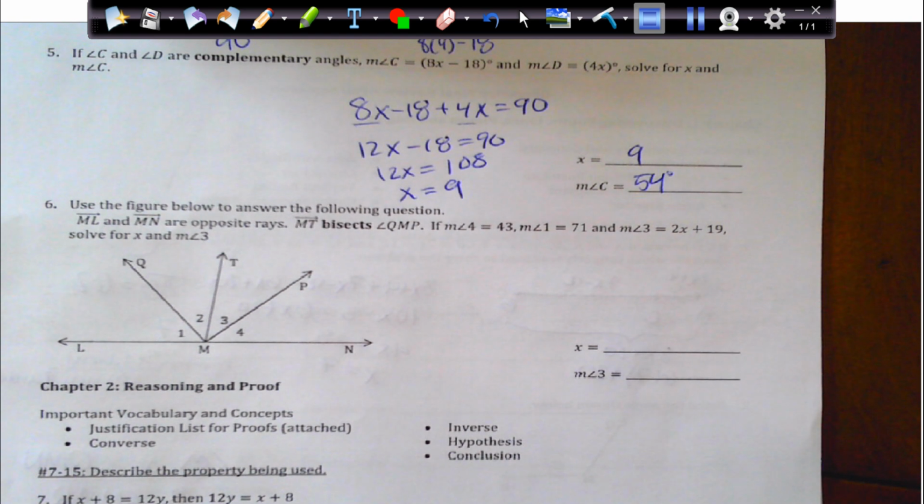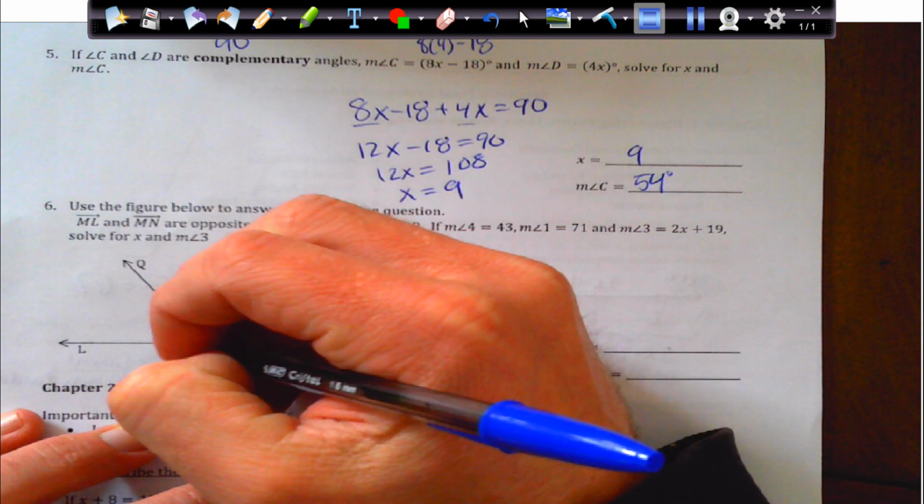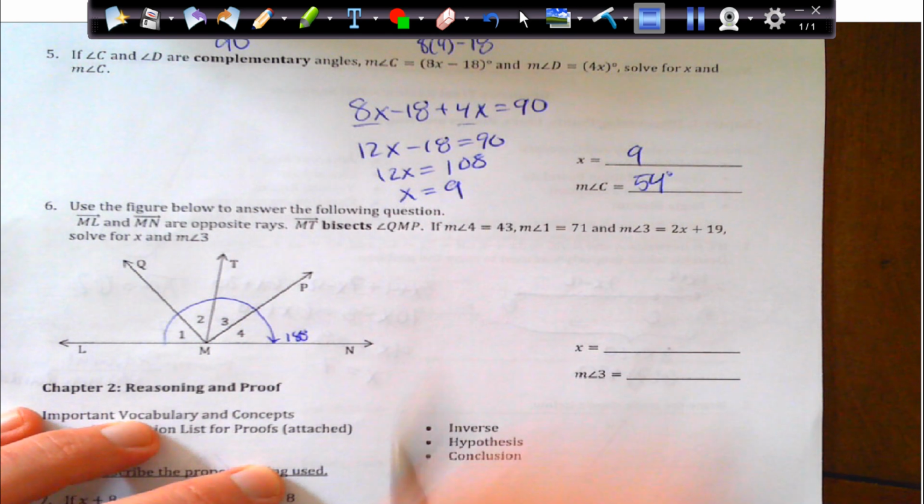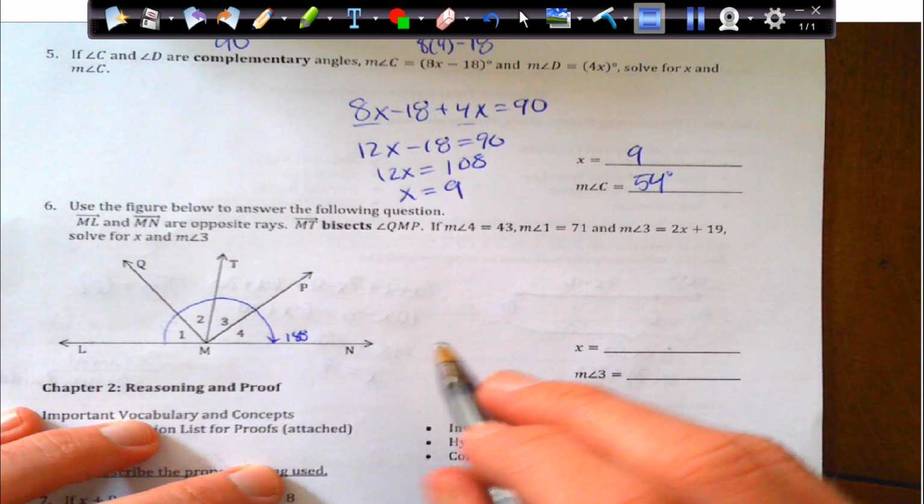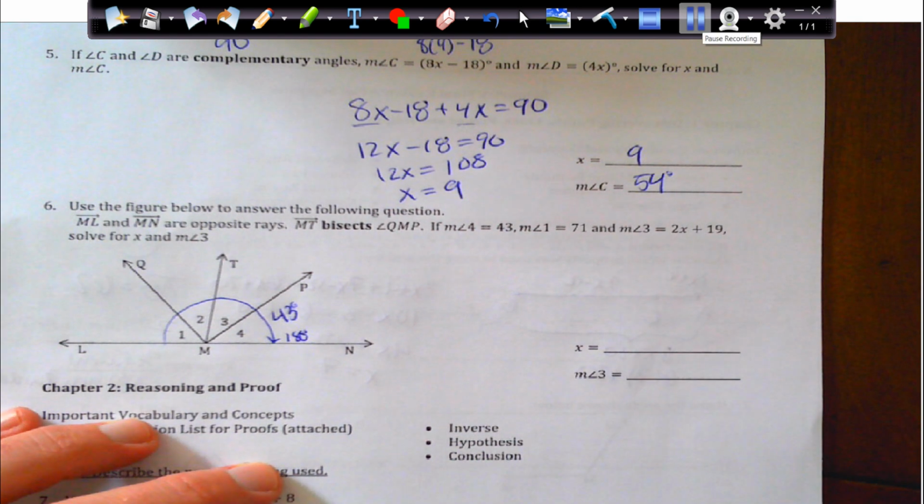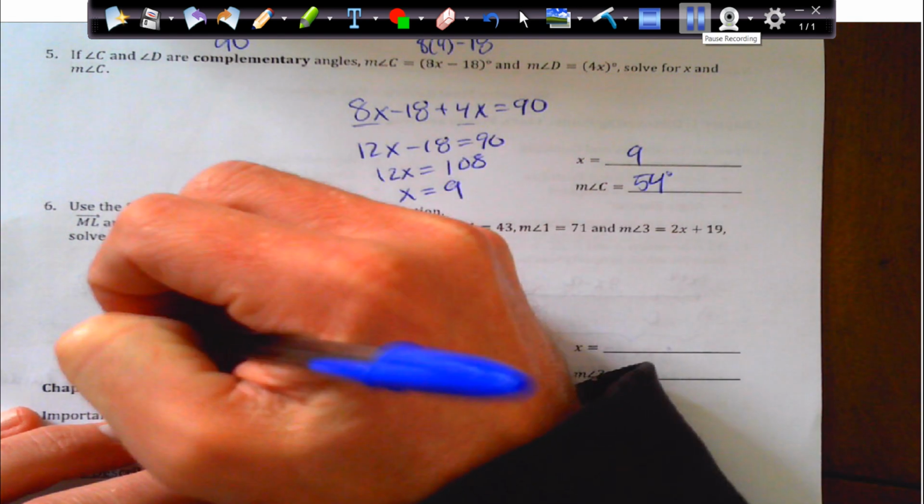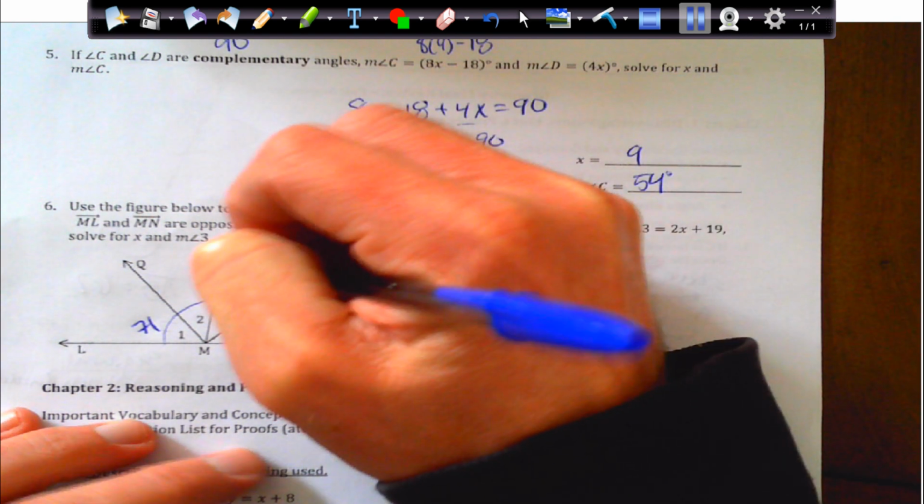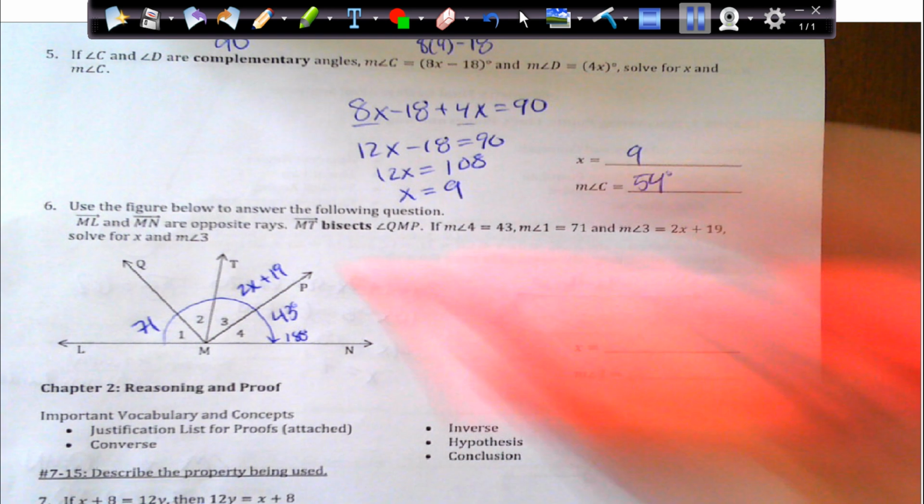Number 6. We have 1, 2, 3, 4. What we have to know, it says they're opposite rays. So that means we know all of these add to 180. So if we plug in what we do know, which is angle 4 is 43 degrees, then we have angle 1 is 71 degrees. And then angle 3 is 2x plus 19. It does say that MT bisects this angle, so that means that this angle and this angle should be congruent because they get bisected. So that means this is also 2x plus 19.